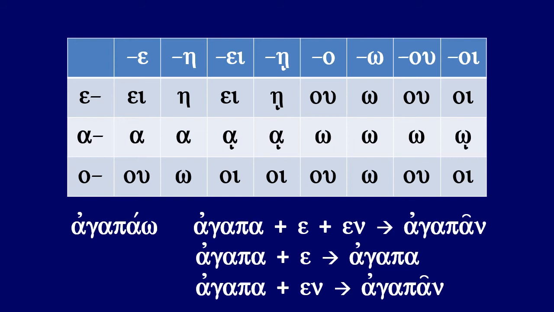So as a present active indicative verb, you would have agapao, but when you see agapan, that would be the present active infinitive form. Now agapan as a present active infinitive looks quite a bit different from luein, the present active infinitive form that we saw in our paradigm. But just keep in mind, if you see a word like agapan, it's an infinitive because it is a contract verb, even though it looks quite different from the standard paradigm present active ending of ein.